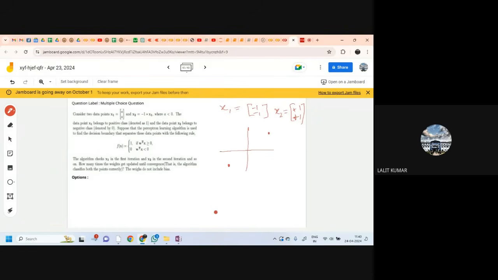The data point x2 belongs to the negative class. Suppose that the perceptron learning algorithm is used to find the decision boundary that separates these points. Checks x2 in the second iteration and so on. So ये तो linearly separable आपके first iteration में हो जाएंगे ना, जो first update होगा, will find some boundary कहीं पर भी. आप कुछ भी initialize कीजिए. x1 हाँ, तो they are linearly separable and in the first update only it will find. आप कुछ भी अपडेट करें, x1 सही डिफाइन है, x2 नहीं कर रहा है, उस केस में अपडेट होगा, देन दे आर लीनियरली सेपरेबल.